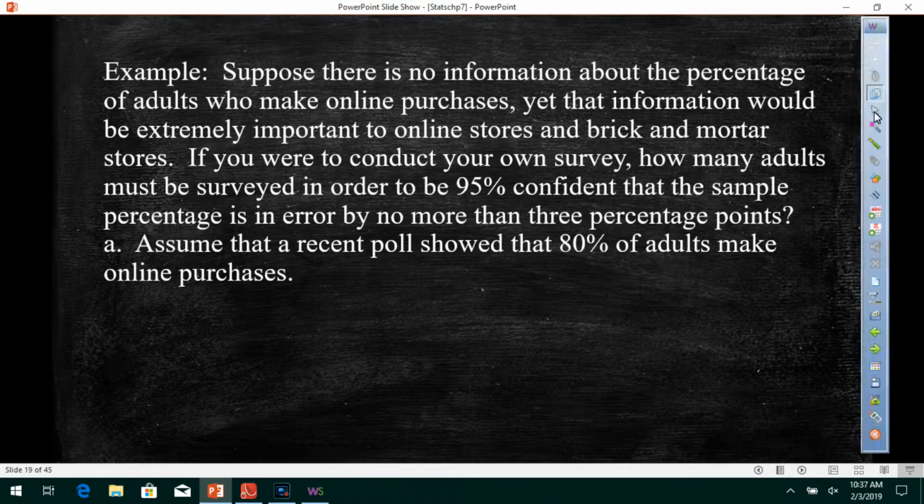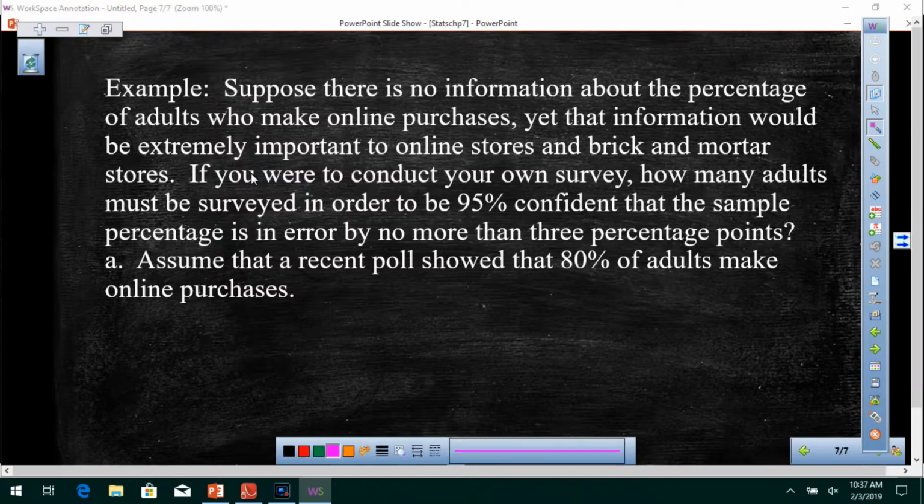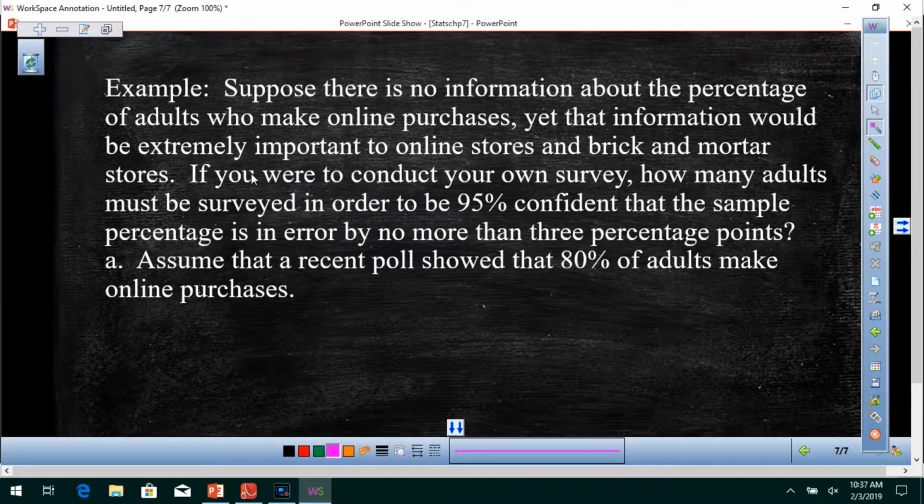Example, suppose there is no information about the percentage of adults who make online purchases. Yet that information would be extremely important to online stores and brick and mortar stores. If you were to conduct your own survey, how many adults must be surveyed in order to be 95% confident that the sample percentage is in error by no more than 3 percentage points?